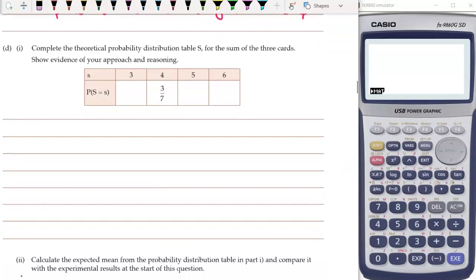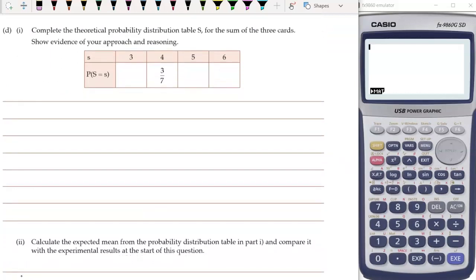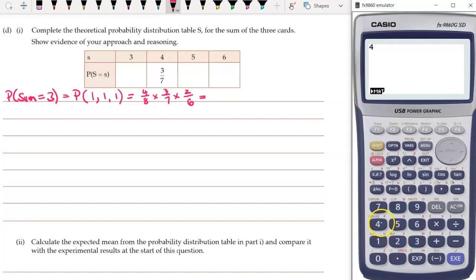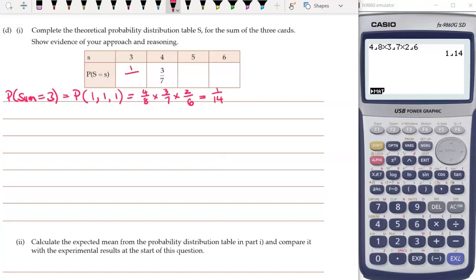Right, for part D, we're filling in that theoretical probability distribution. So let's start with the probability that the sum is 3. Well, there's only one way to get that. That's that we've got a 1, a 1, and a 1. So that'll be 4 out of 8 cards, 3 out of 7, and then 2 out of 6. So 4 eighths, 3 sevenths, and 2 sixths. That makes 1 out of 14. So we've got 1 over 14 in here.